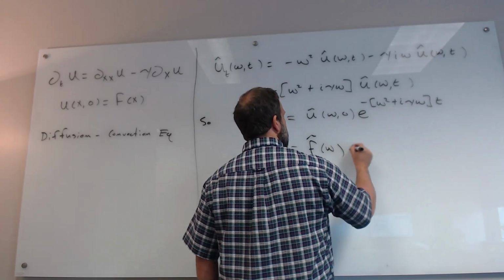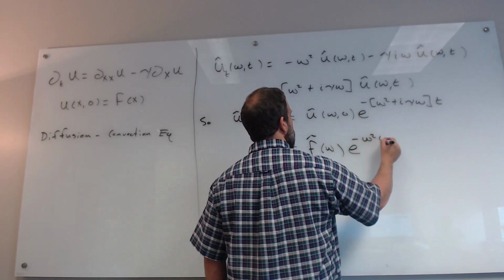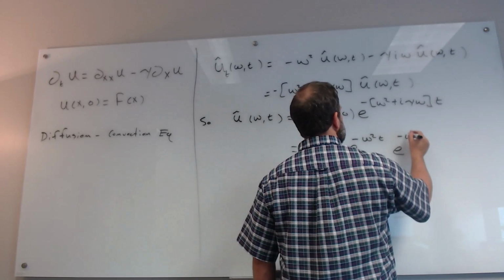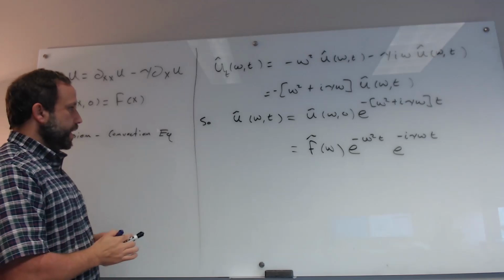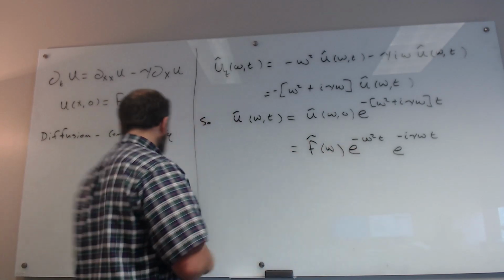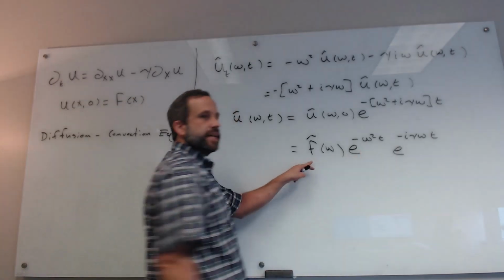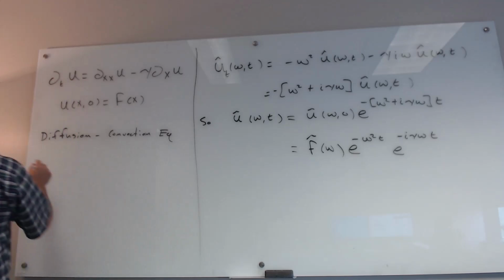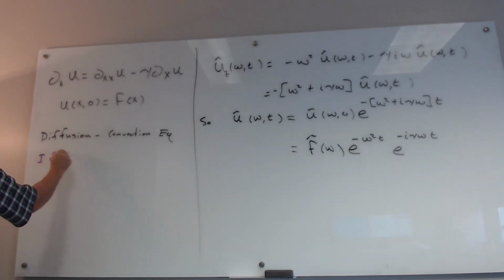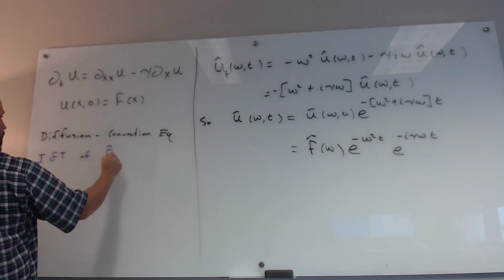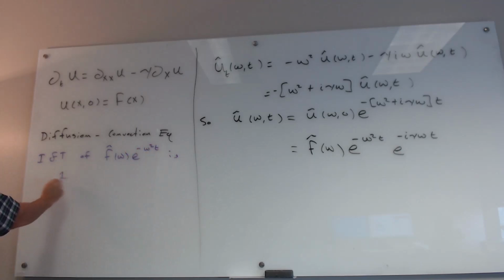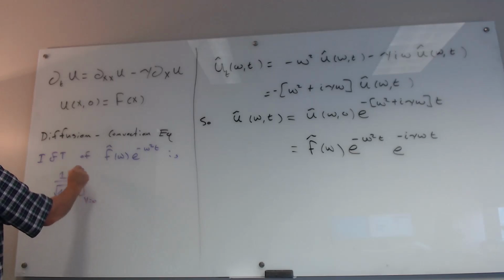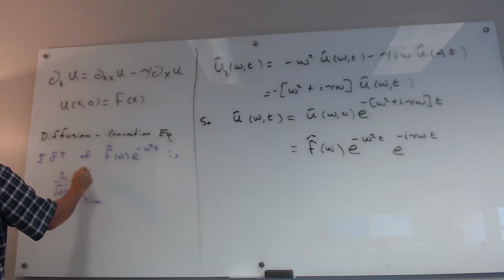And I'm going to split this up into a product. So this is e to the minus omega squared t, and then we're going to have e to the minus i gamma omega t. Now, we've already seen, we know what the inverse Fourier transform of this is. Let me write that over here. This is exactly what we got when we were looking at the diffusion equation. So the inverse Fourier transform of f hat of omega times e to the minus omega squared t is 1 over the square root of 4 pi t times the integral, y going from minus infinity to positive infinity.